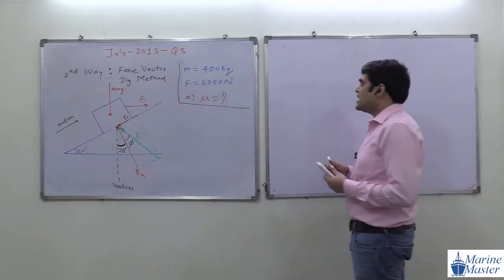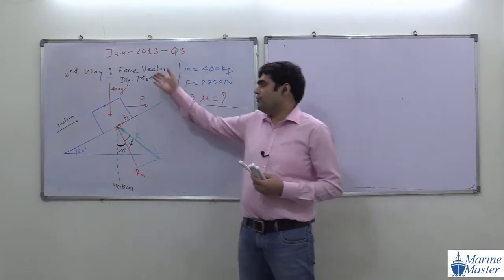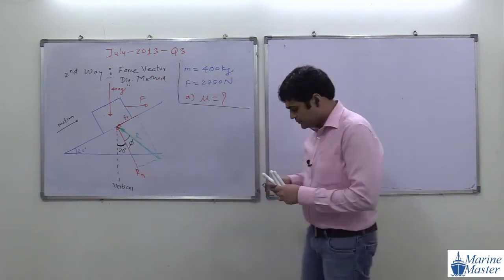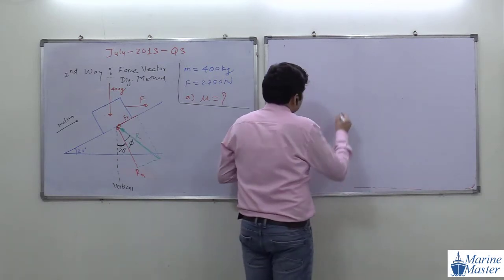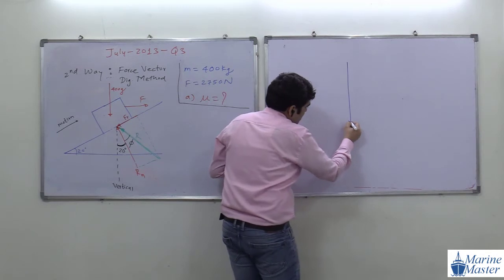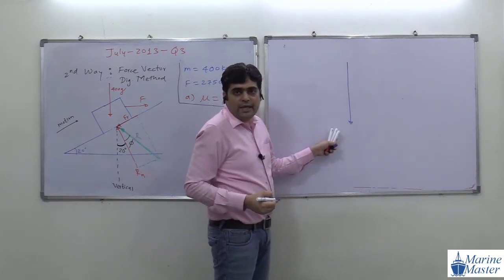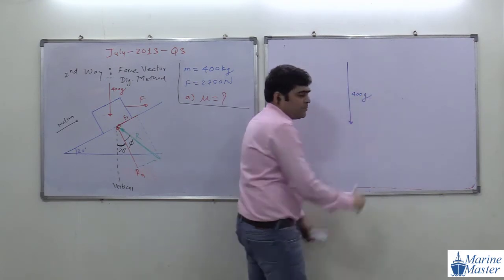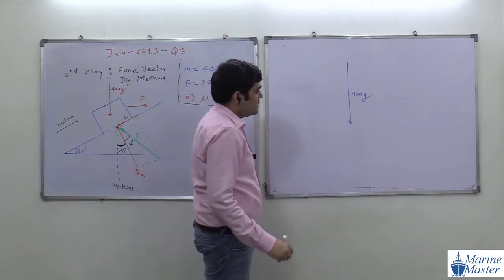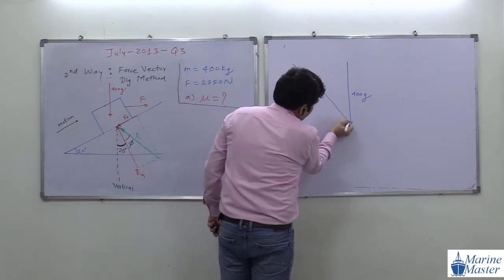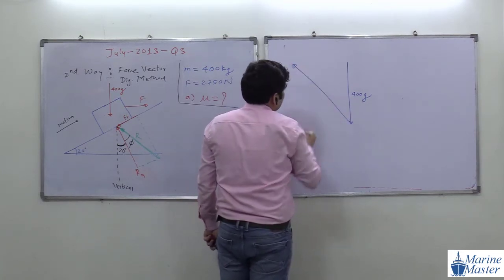First of all, we start with our weight. What is the value of weight here? 400 G, where G stands for acceleration due to gravity. So the weight is 400 G. Then our resultant reaction R.